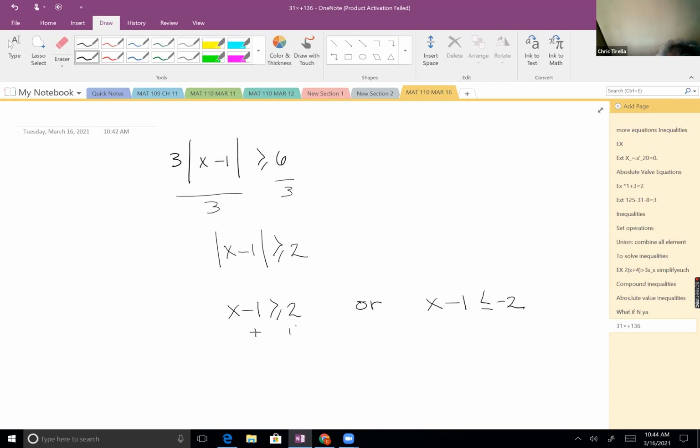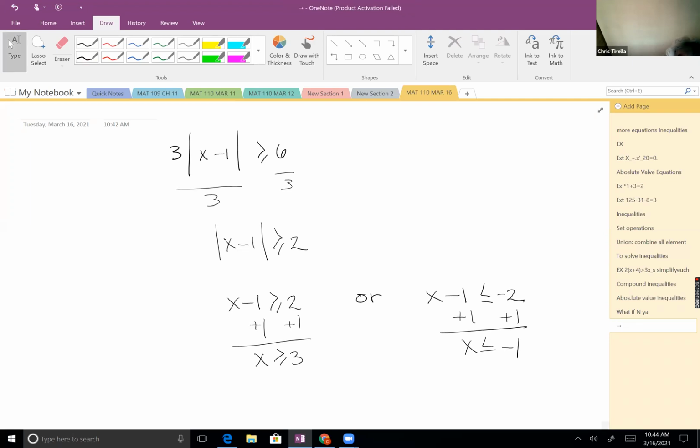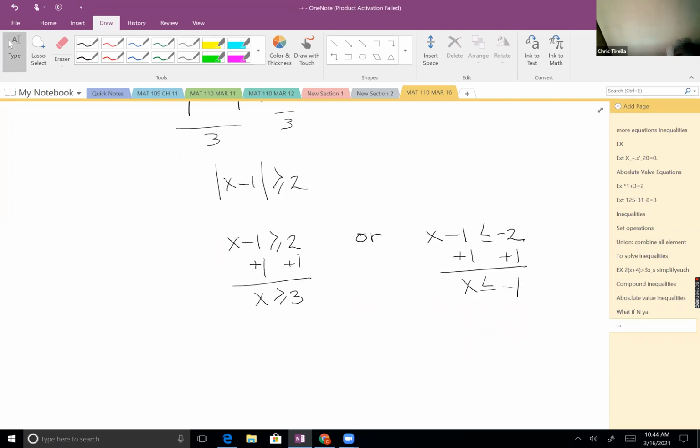So now solving the resulting inequalities, I get x is greater than or equal to 3, or x is less than or equal to negative 1. So we would have less than or equal to negative 1 would be from negative infinity to negative 1, union greater than or equal to 3 would be from 3 to infinity.